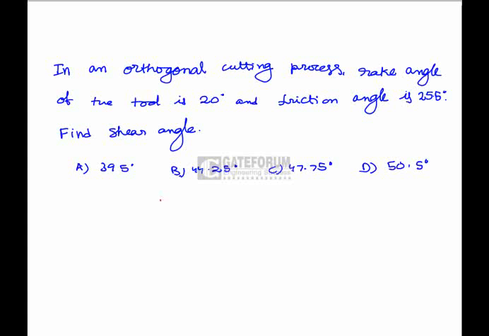In an orthogonal cutting process, the rake angle of the tool is 20 degrees and the friction angle is 25.5 degrees. Find the shear angle. According to Merchant's theory, the relation between the shear angle, friction angle and the rake angle is given by 2 phi plus beta minus alpha is equal to a constant.